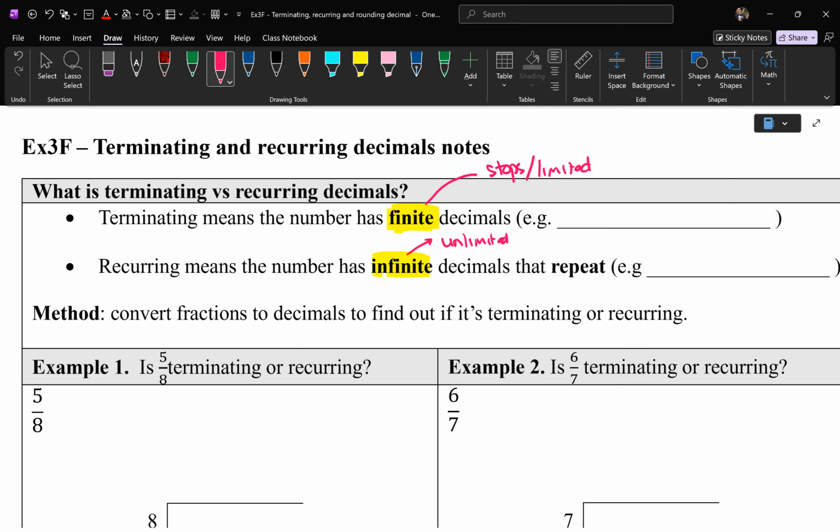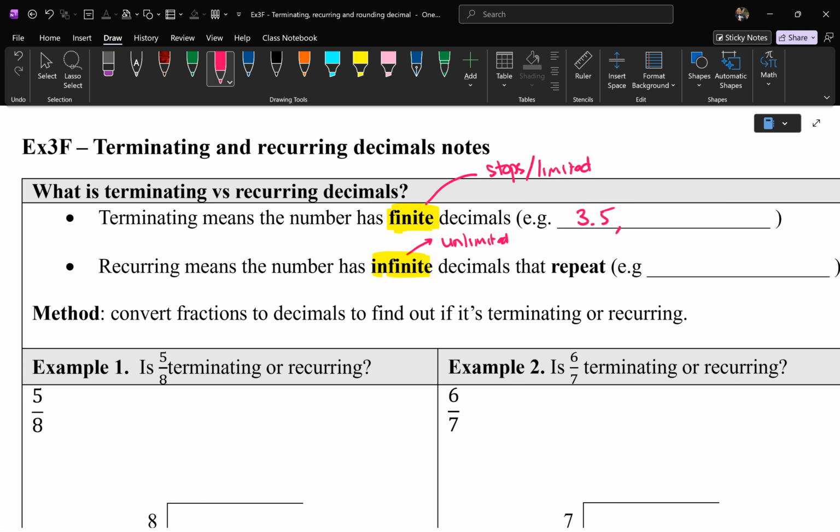So let's have a look. I'll give you one and then you give me one, okay? An example of a finite decimal is something like 3.5. It doesn't go on, it's just 3.5. Just like your shoe sizes, 10.5, 10, 9.5, 9. Doesn't have 9.3, even though that's technically still terminating, but it stops, it doesn't go on.